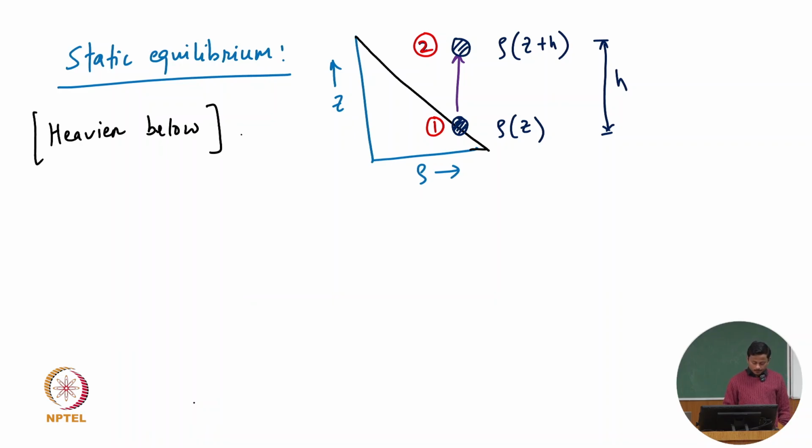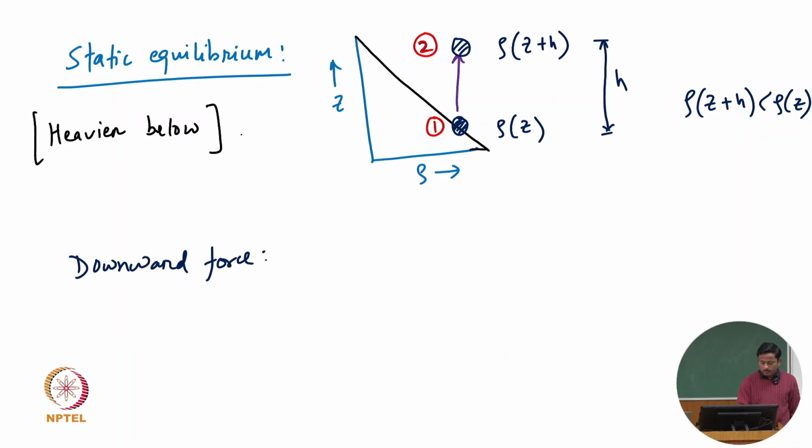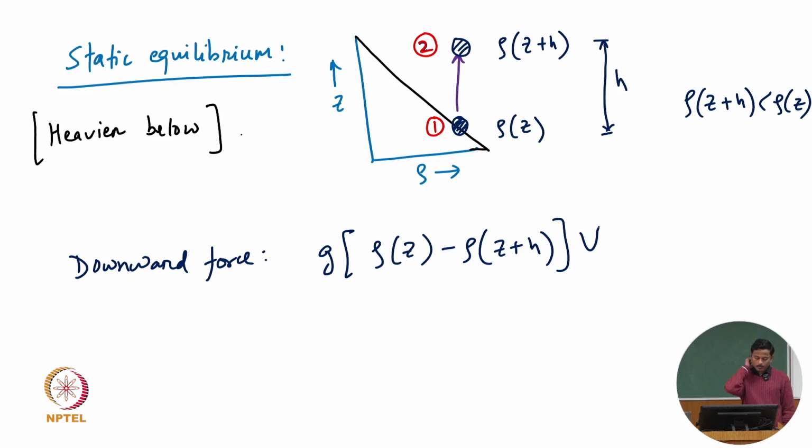It's an incompressible fluid. So as it is in a lighter environment now, rho z plus h is less than rho z. It experiences a downward force, which is equal to gravity times the density change times the volume.